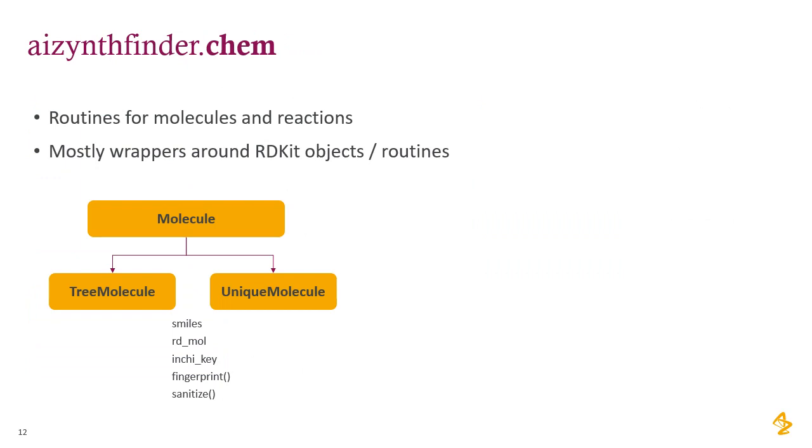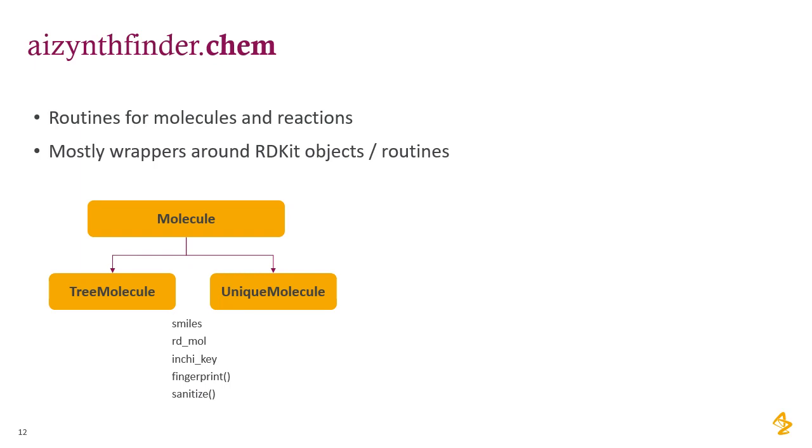So let's look at the AiZynthFinder chem package a little bit more. And as I said, it's mostly wrappers around RDKit objects and routines. So we have a molecule class that has all the things you need to work with molecules. So SMILES, it has a reference to the RDKit molecule object, InChI keys, fingerprints, etc. And most of these properties and routines are evaluated lazily, so they are only evaluated when you need them, and then stored for easy retrieval. And this is a way to speed up the calculations.